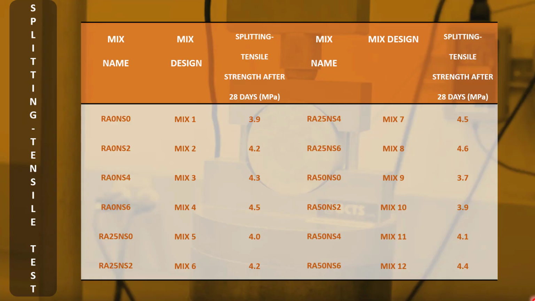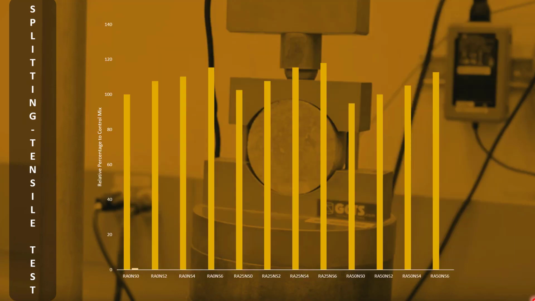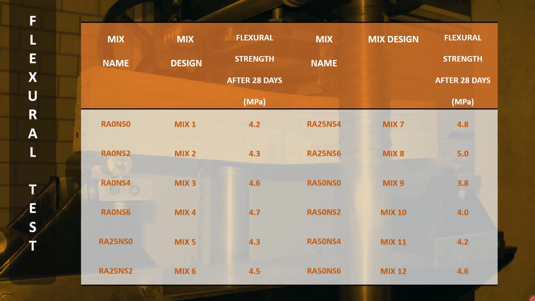These are the values of split tensile strength. Note that the lowest value is of mix design 9, that has 50% of recycled aggregates and 0 Nano-Silica, while the highest strength is achieved by mix design 8 with 6% Nano-Silica and 25% recycled aggregate. The graph shows a similar trend as compressive strength. Split tensile strength took a dive as well when RCA was added at 50%. The rise trends are again similar.